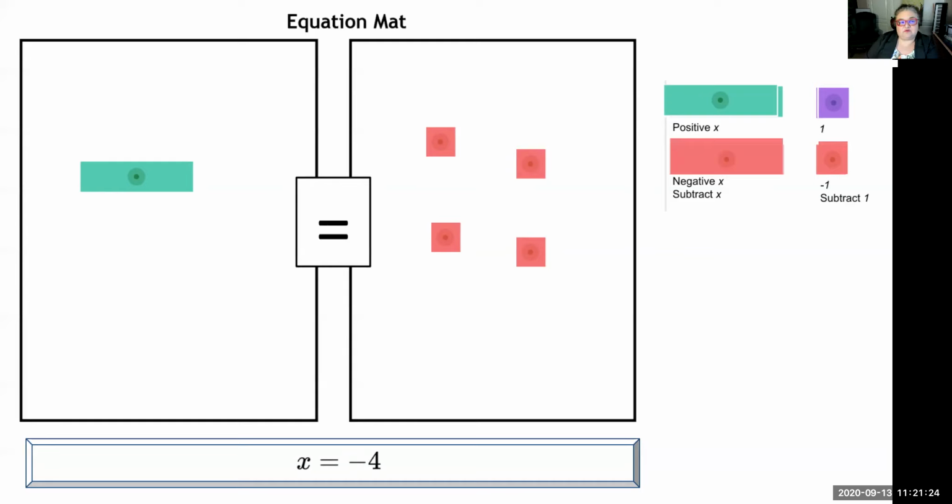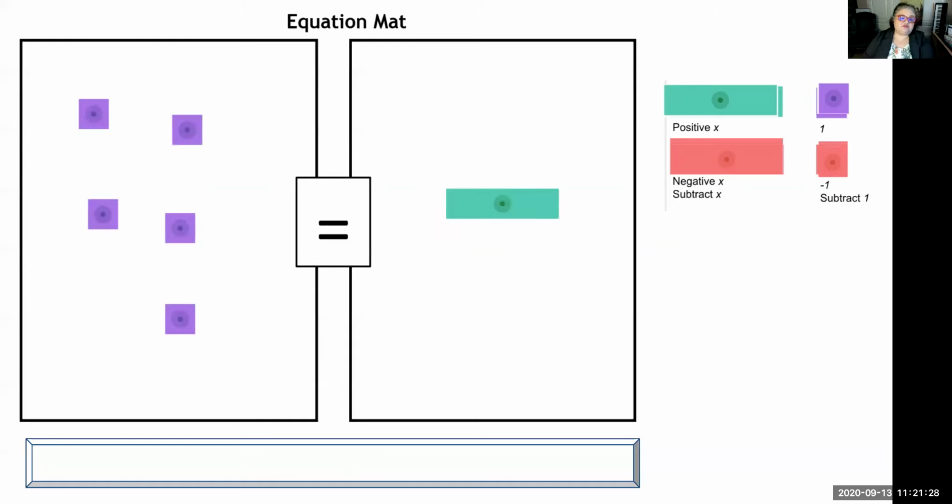Okay, let's look at the next one. Okay, what is the value of x in this scenario?